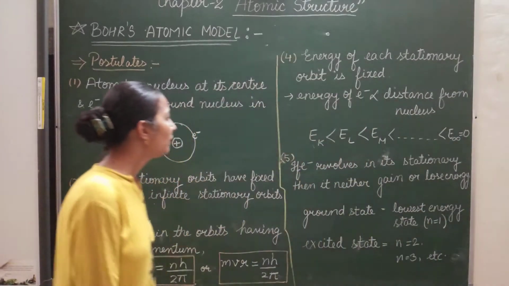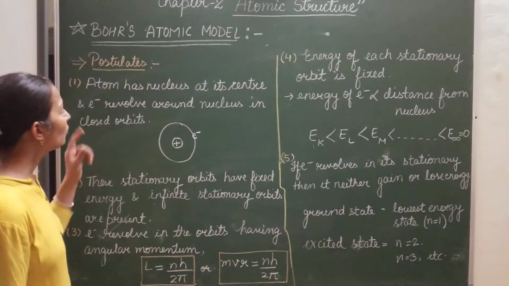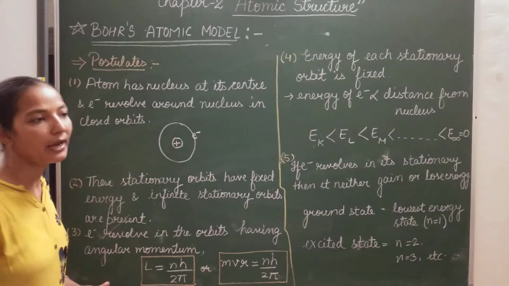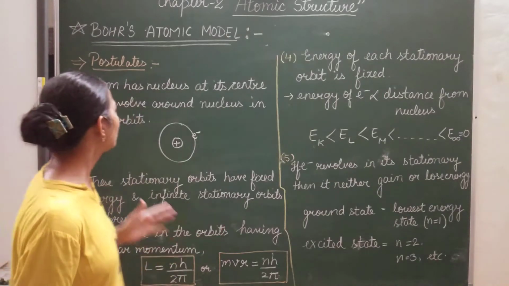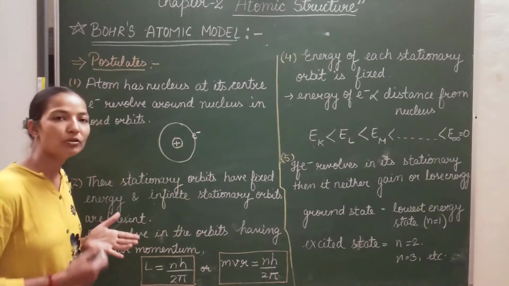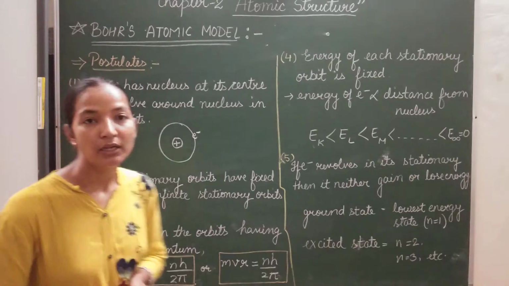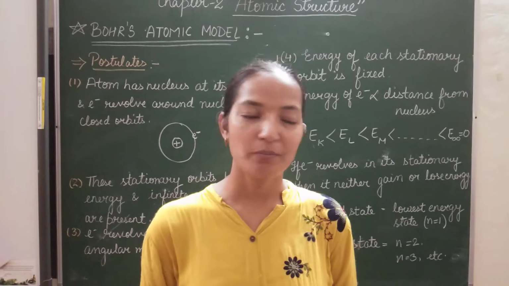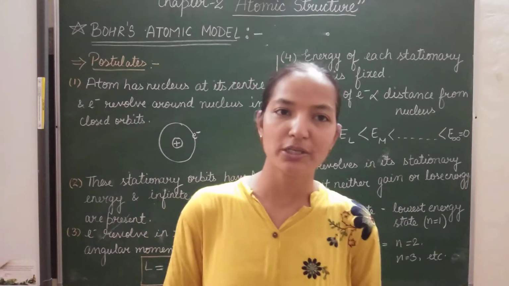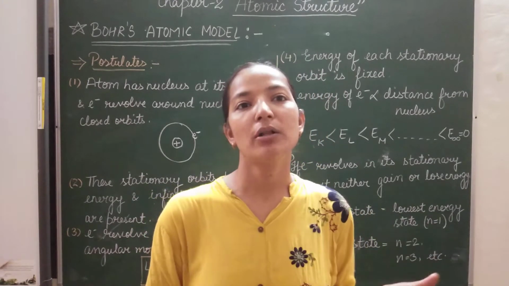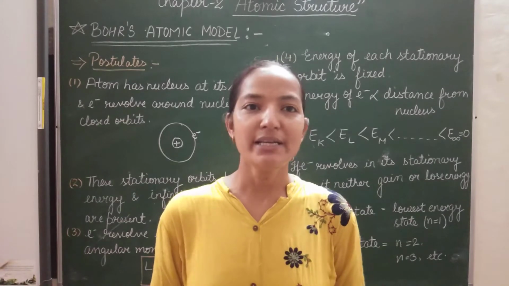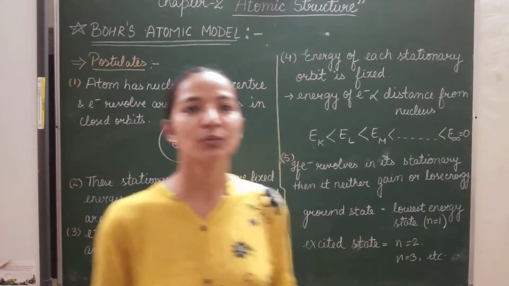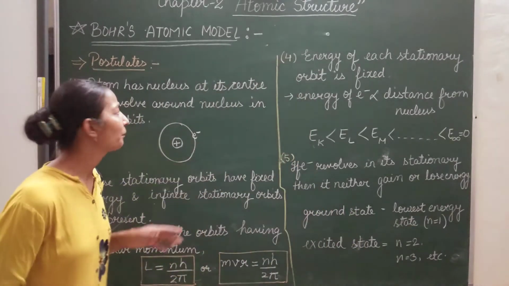Now let's start. Niels Bohr gave an atomic model and also gave some postulates of his model. Since these postulates contain 3 to 4 points, we have converted all these postulates into easier points, 7 to 8 points, and we will study them.